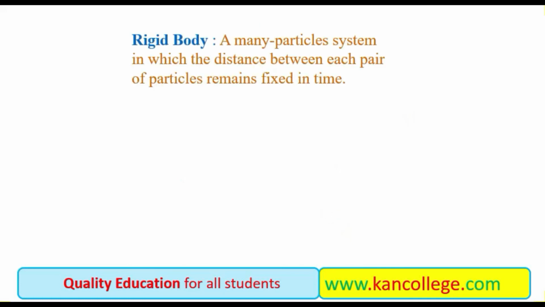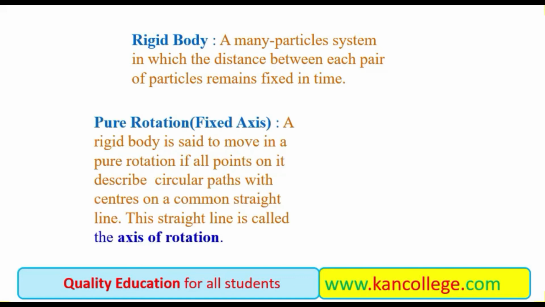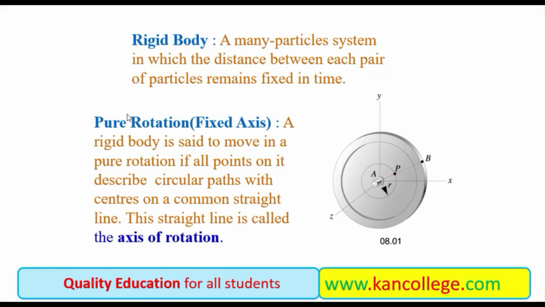And what is a rigid body? A many-particle system in which the distance between each pair of particles remains fixed in time. For example, this is a rigid body, and the distance between particle P and particle B remains fixed during the motion. So this is a rigid body.